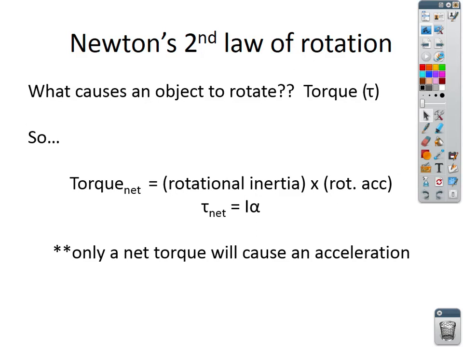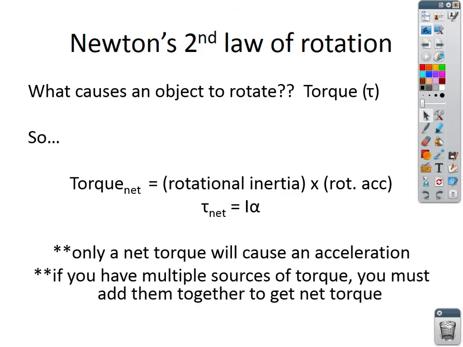Only torque will cause a rotational acceleration. And in this case, we're looking at the fact that it's not static. It's not going to be a bridge problem. If there are multiple sources of torque, we have to add or subtract all of them. If they're opposed to each other, we subtract them. If they're with each other, we add them up to get a net torque.